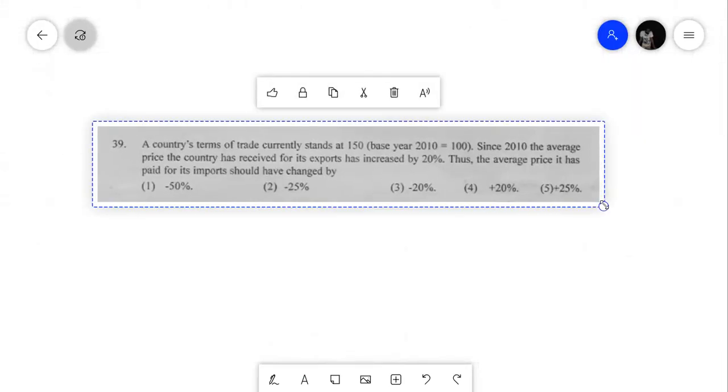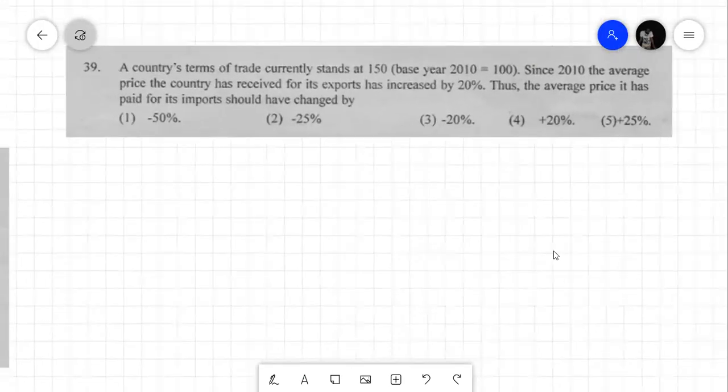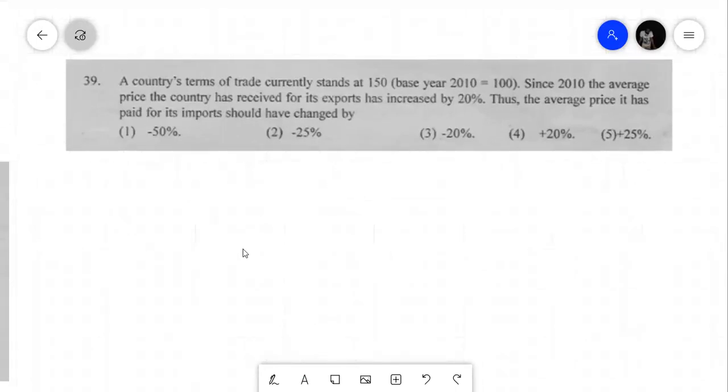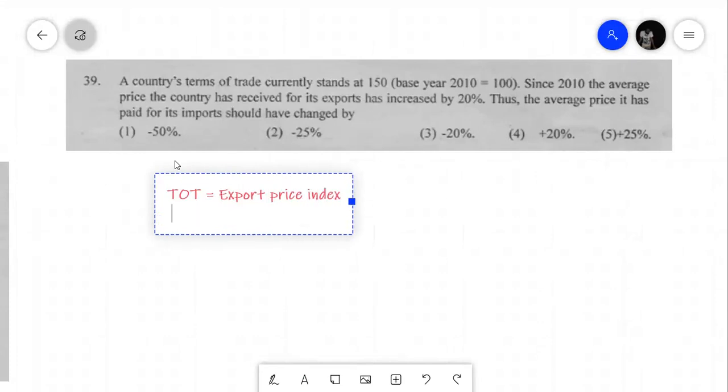Okay, this one. Now, remember I told you a TOT question. A country's terms of trade currently stands at 150. Base year, it was 100. Since 2010, the average price the country has received for its exports increased by 20%. Thus, the average price it has received for its imports would have changed by? We'll go with the equation. TOT equals export price index divided by import price index.